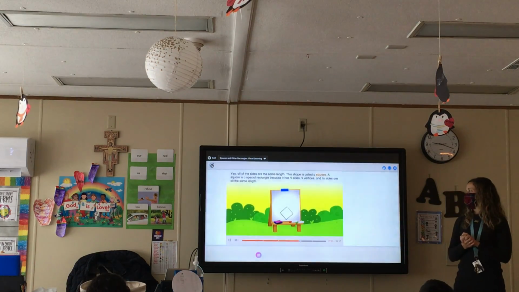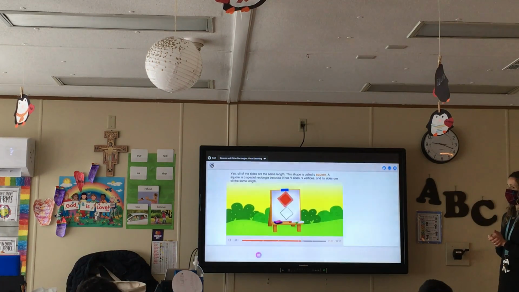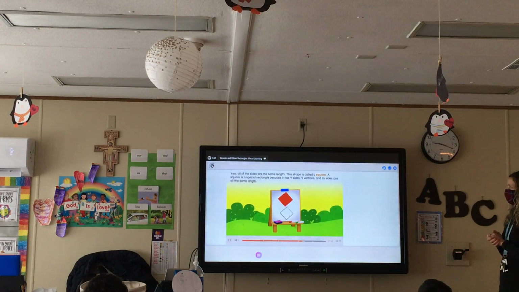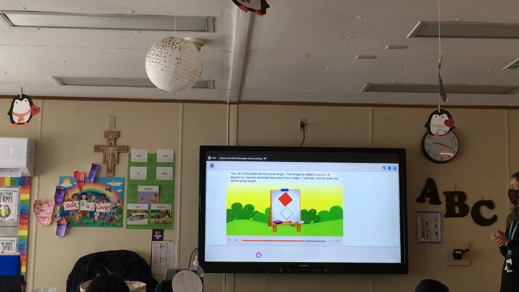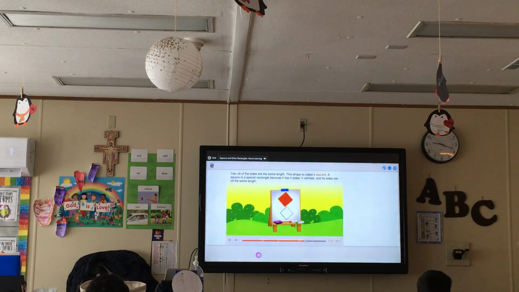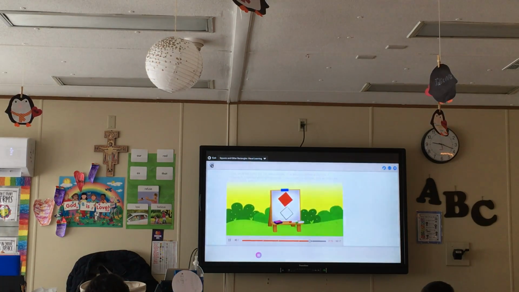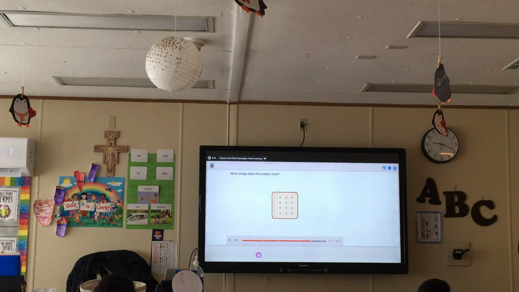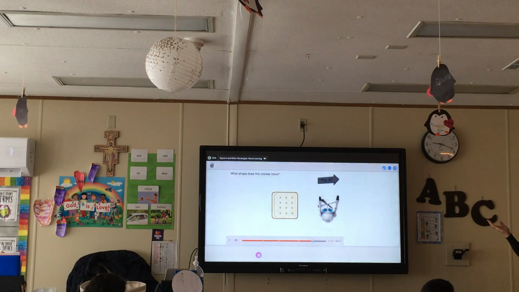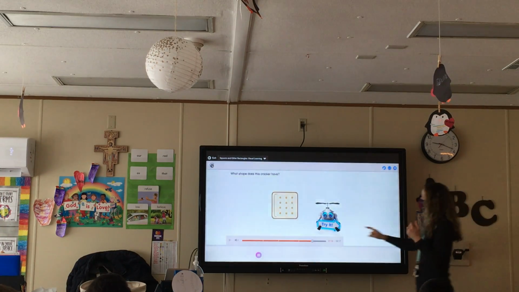Yes, all of the sides are the same length. This shape is called a square. A square is a special rectangle because it has four sides, four vertices, and its sides are all the same length. What shape does this cracker have? What shape, everyone? A square, okay, a square.